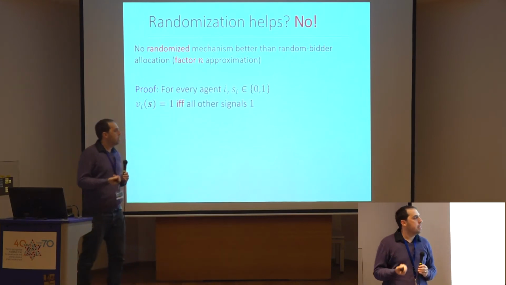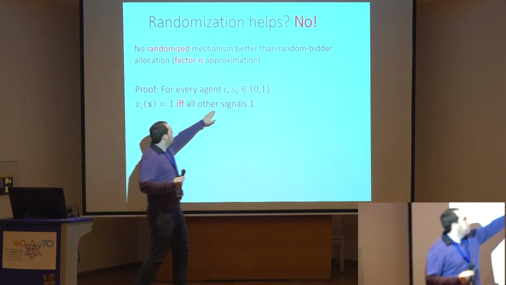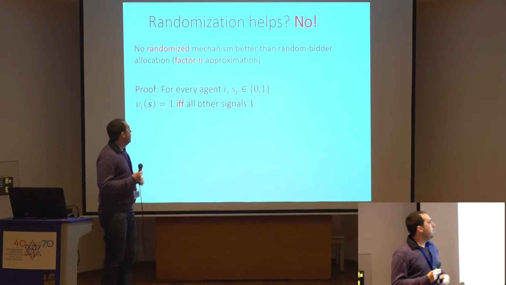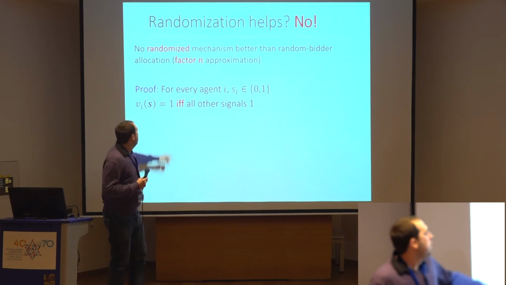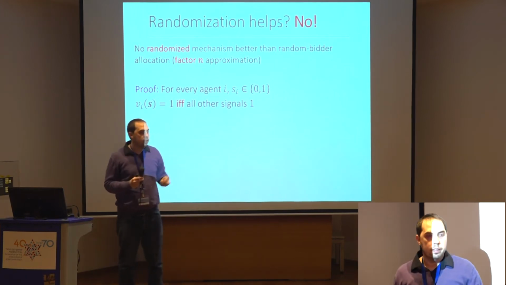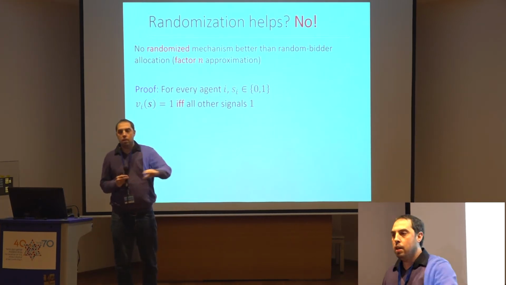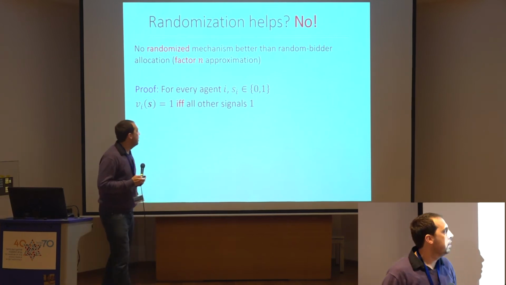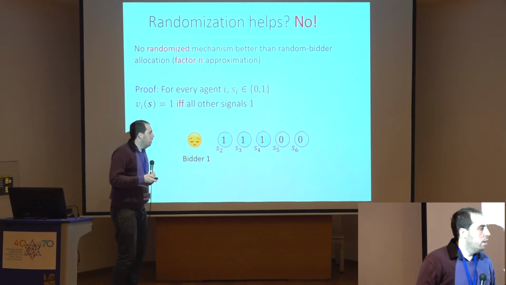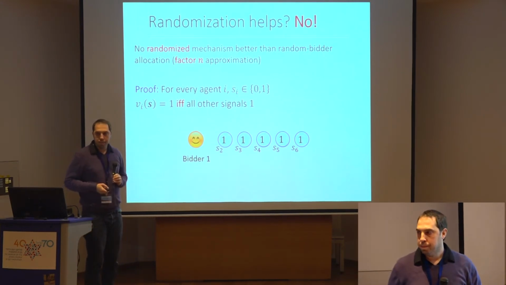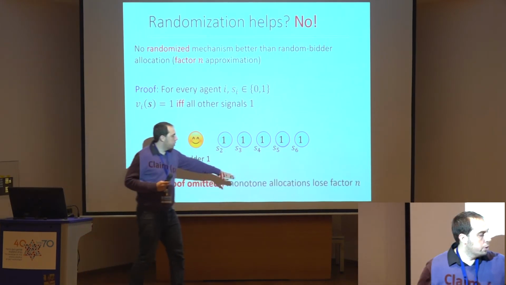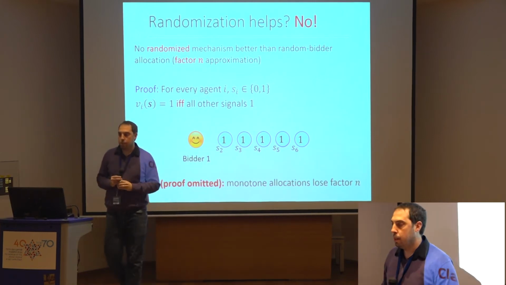Okay. So how does the example look like? It's very simple again. Each bidder has just two signals, 0 or 1. And the valuation of bidder i is 1 if and only if all the signals of the other bidders are 1. So I care only if all other bidders have a high signal. Okay. So it looks something like this. I'm bidder 1. I don't have value until all bidders have a high signal. And we can show that any monotone allocation rule must lose a factor of n in the approximation.